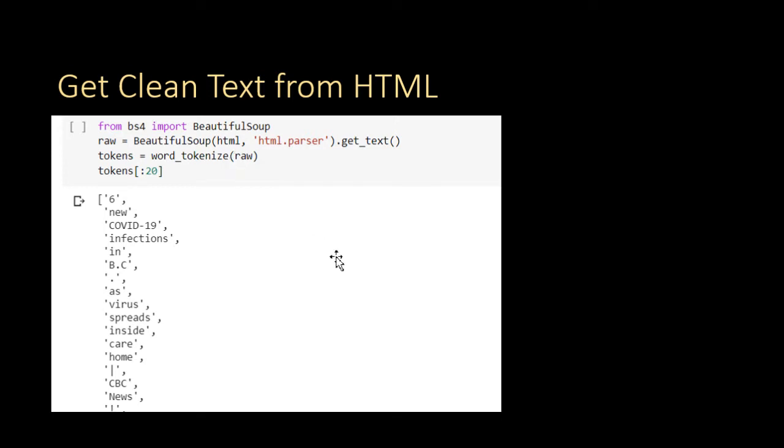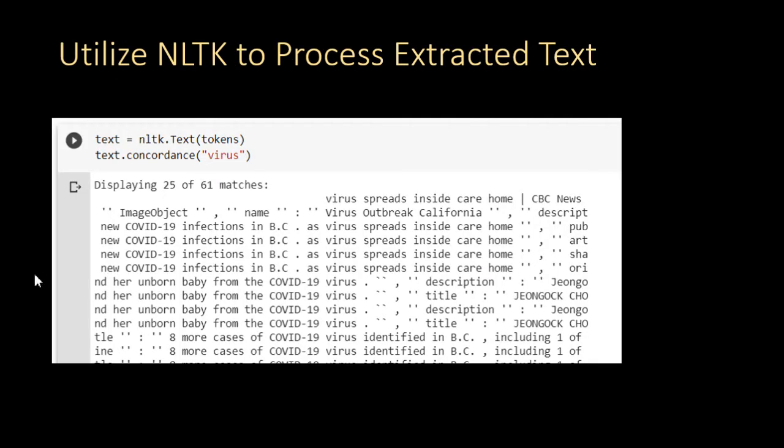To parse it properly, we can use an HTML parser. One such parser exists within the Beautiful Soup package. Once you parse the HTML and get the text, we can go ahead and tokenize just as before. You can see how clean the text looks. Then we can go ahead and utilize NLTK just as before. Let's take a look at the concordance of the word virus in the article retrieved.